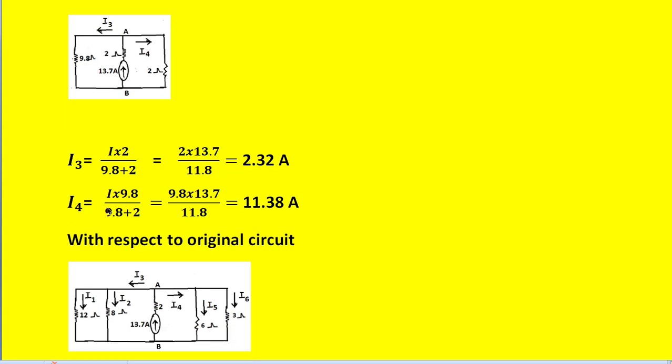Similarly, I4 we get like this. I4 is equal to I into the opposite resistance, that is 9.8 ohms, which is opposite to 2 ohms, divided by 9.8 plus 2. So 13.7 into 9.8 divided by 11.8, then we get 11.38 amperes. This I4 we can also calculate the other way: capital I minus I3 will give us the I4 value.